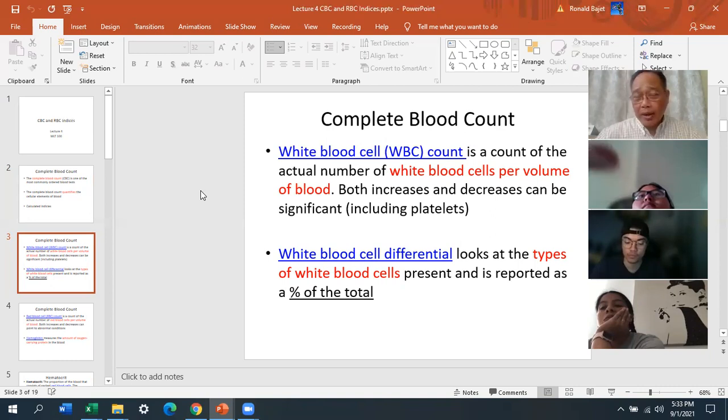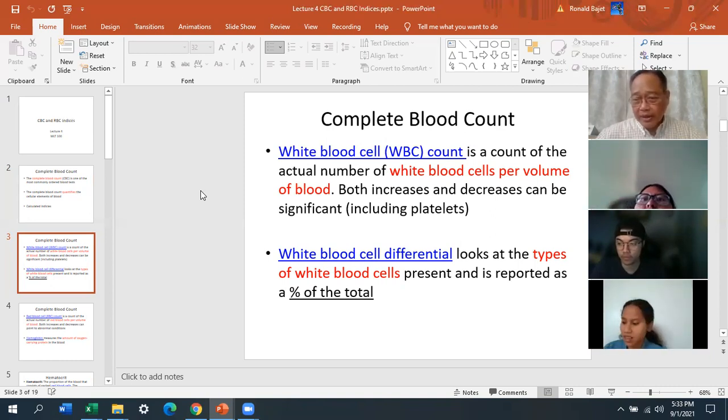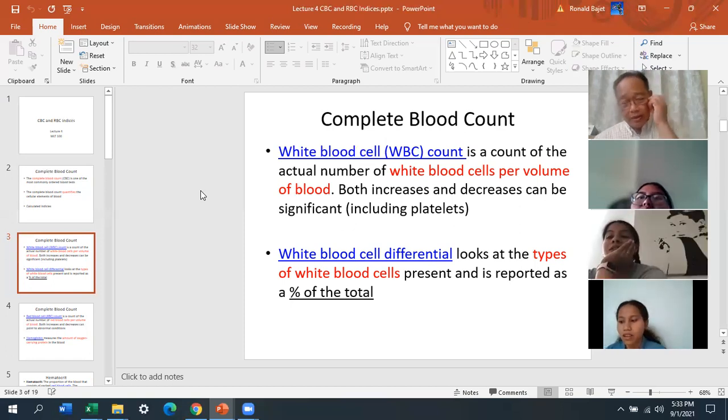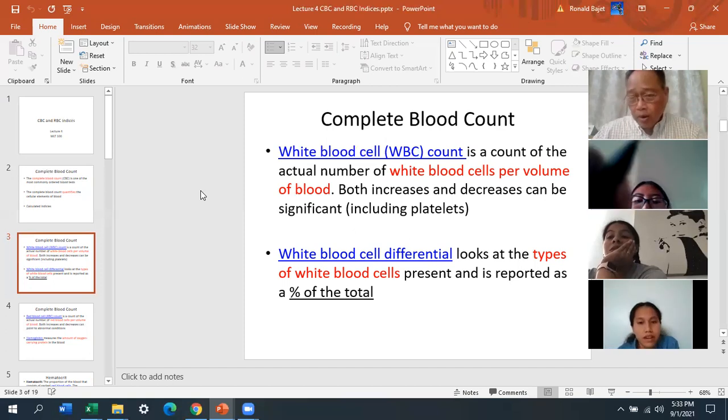What about a decrease in white blood cells? Leukopenia? Correct. Anything with penia, like thrombocytopenia, means low. What is thrombocytopenia? Low thrombocytes, correct. And what are thrombocytes? Platelets. Okay.